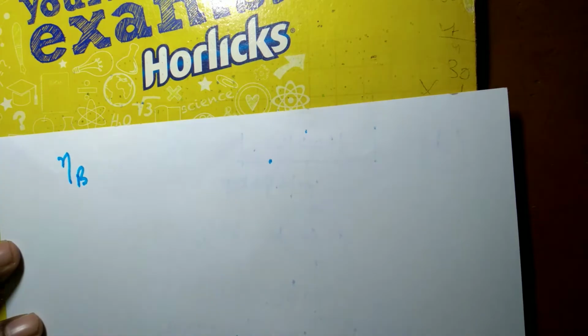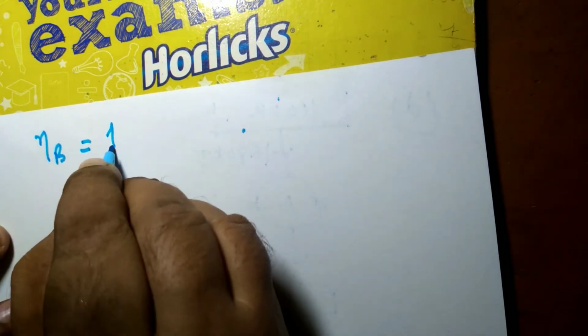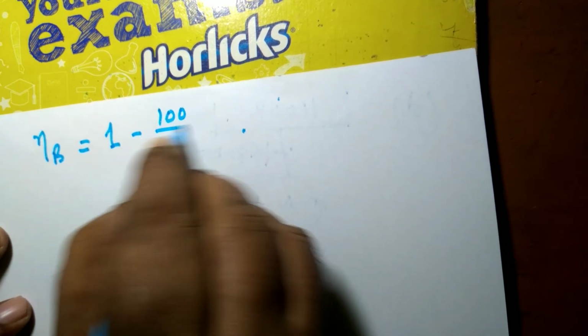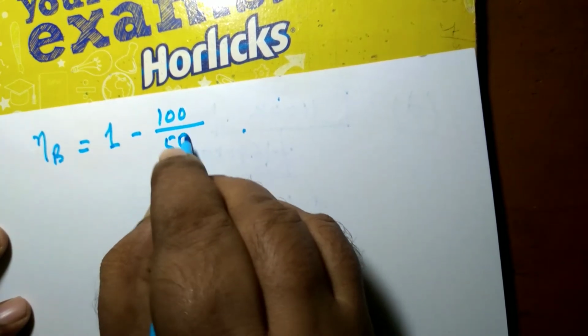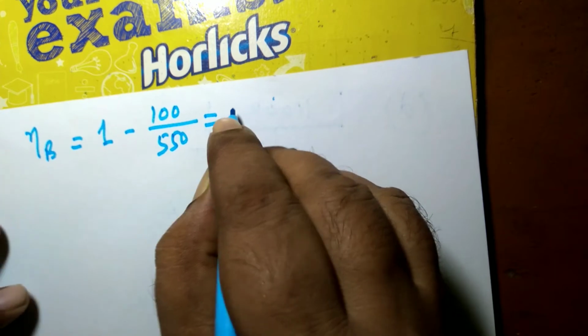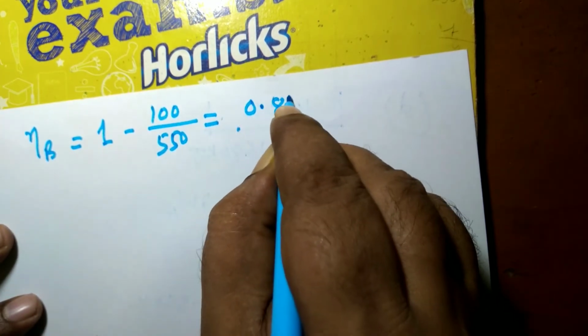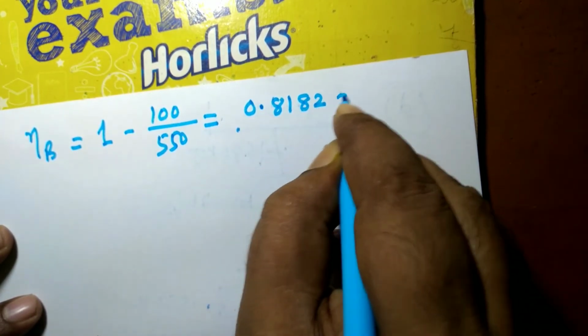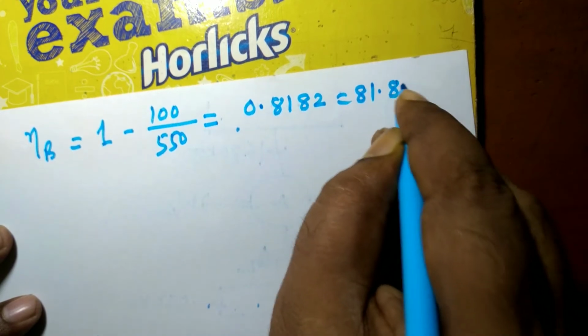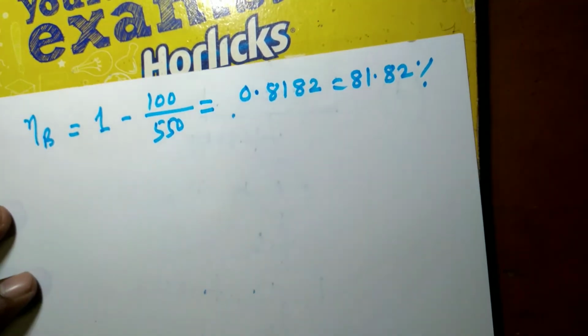Then for engine B, it will be 1 minus 100 by 550, that is equal to 0.8182, which is equal to 81.82%.